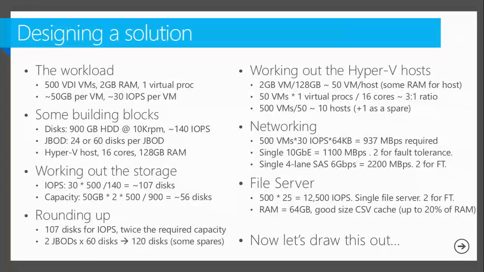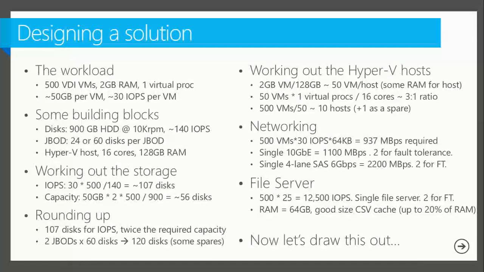Jose, 2 gig is too much. 2 gig is too little. Doesn't matter. It's just an example. You have your requirements, plug them in here. For each VM, we're offering 50 gigs of storage, that's capacity, and we need an average of 30 IOPS. Jose, 30 IOPS is too little, too much. Doesn't matter. Plug in your number.